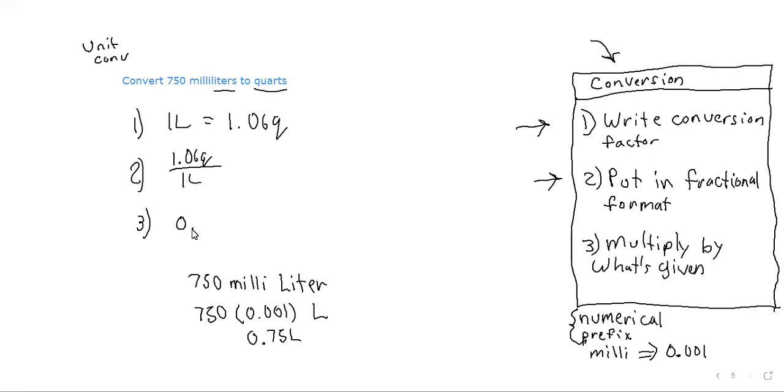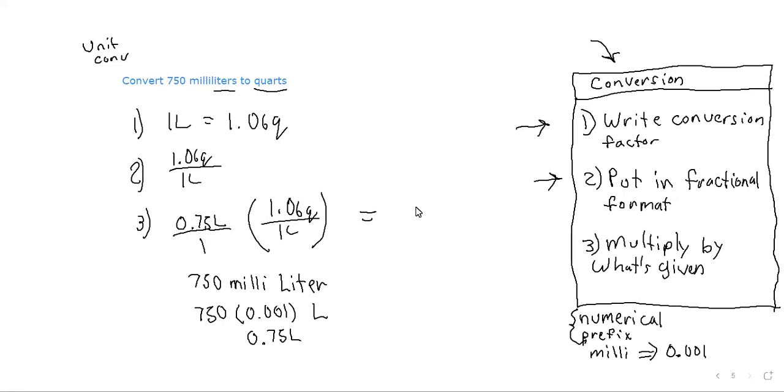So we have 0.75 liters, and then we're going to multiply that, that's what's given in liters, by the conversion factor of 1.06 quarts over the other thing. And now we have our equation. So all we need to do is follow the rules of arithmetic. Now the first one says that whenever there's a fraction involved, which there is, all the numbers must be in fractional format. So we're going to put a 1 underneath this 0.75. That takes care of that. Now we're just multiplying fractions.